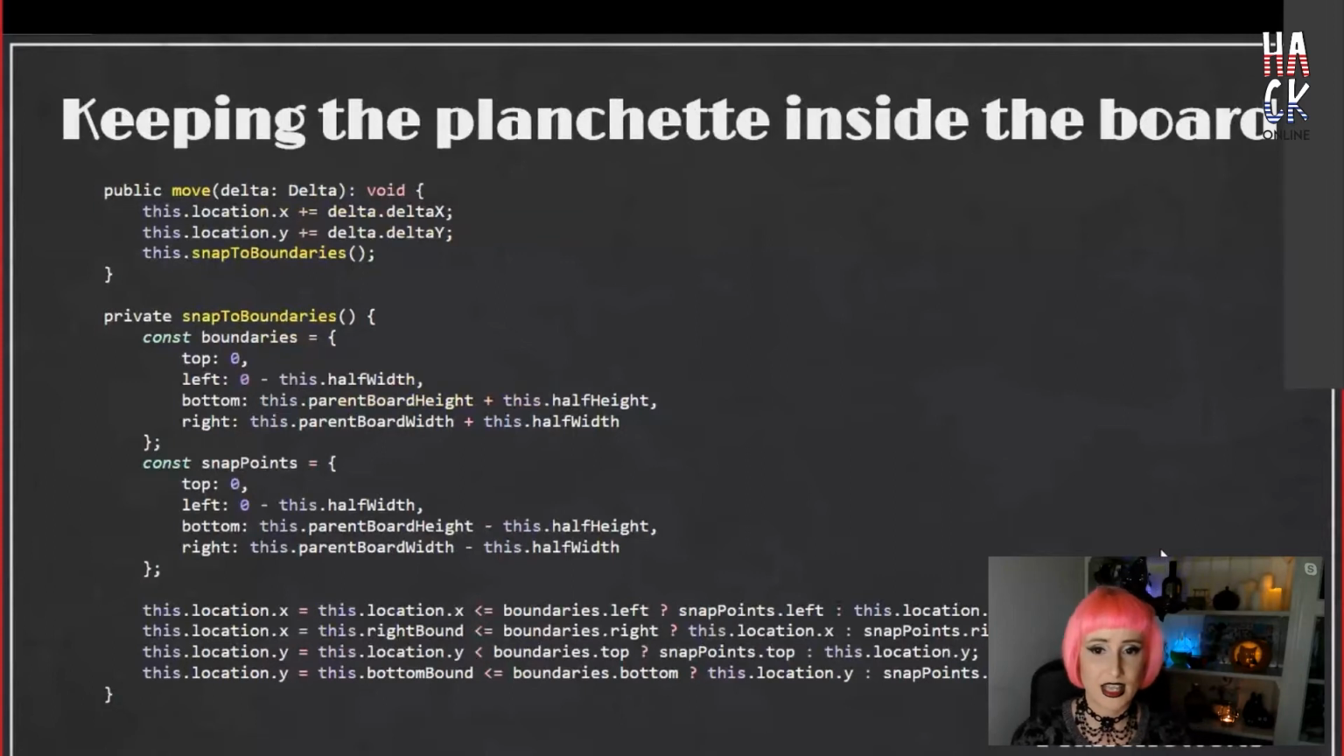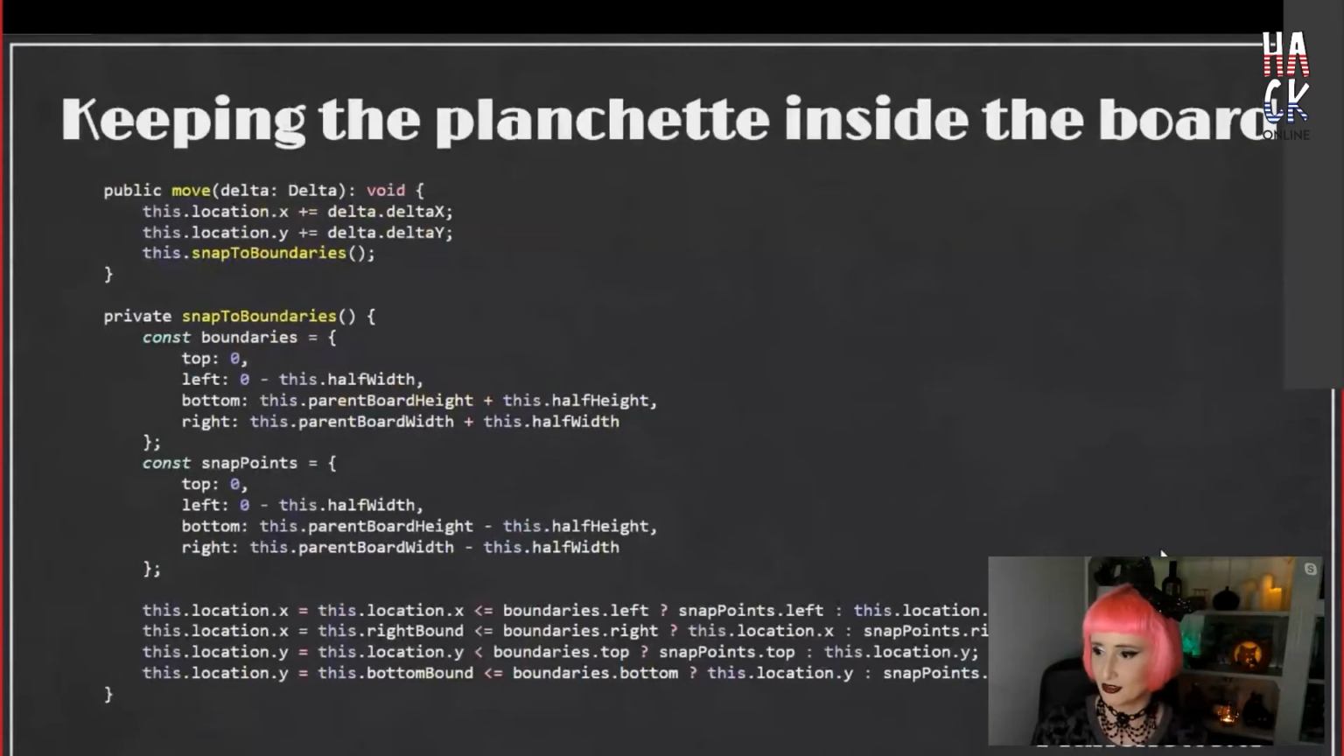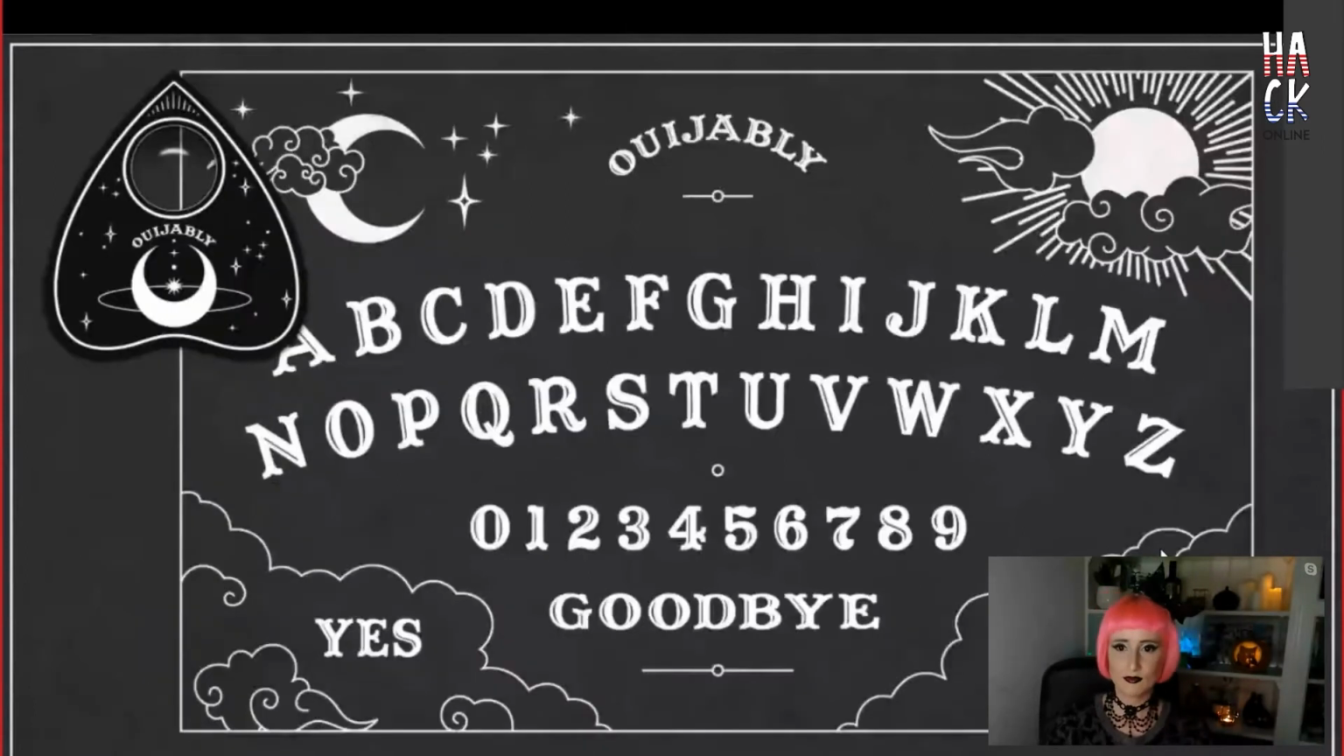And if the planchette X and Y values go above halfway the size of the planchette off the board, then we snap it back to the edges. Now, that wasn't the best description, so here's a visual which I hope will help. I don't want the planchette to be able to move off the top of the board, and I don't want it to move further than halfway its own width off either side, or halfway its own height off the bottom. So that's what this math here is doing.